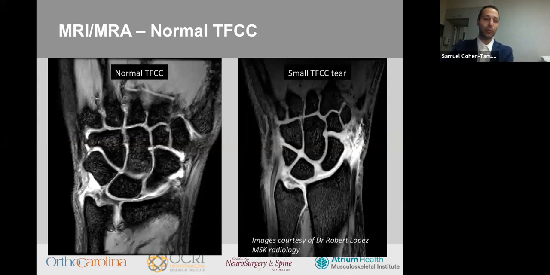On the left, a normal TFCC, what you can see is really these fibers here that originate on the distal radius and insert both superficially over the styloid and into the foveal point here. And you see a nice outline of the cartilage. And on the right, you can see there's an MRA extravasation of contrast into the DRUJ, suggesting a small tear or a defect.